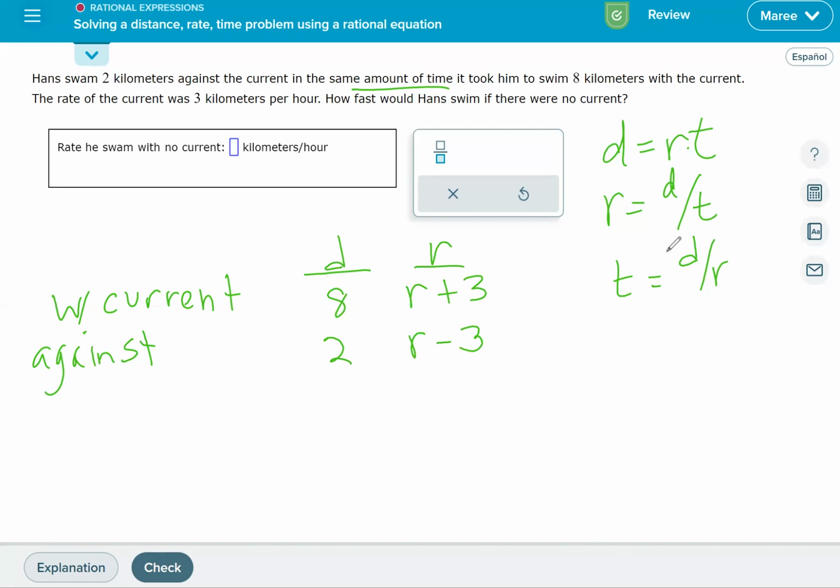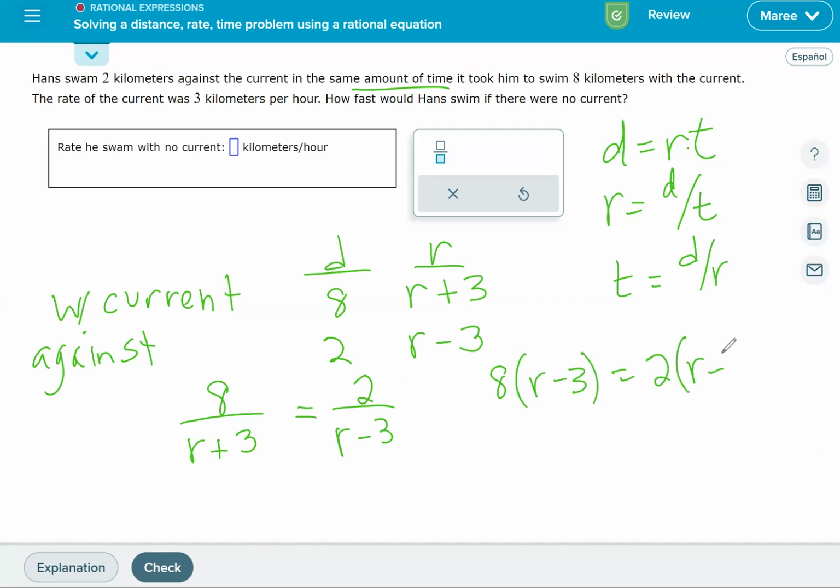So we're going to take distance divided by rate for each one of these. Our time with the current is our distance 8 divided by the rate that Hans is swimming with the current, which is r plus 3, and that has to be equal to the distance against the current divided by the rate when it's against the current. We can cross multiply to solve for the rate with no current. So we'll do 8 times the quantity r minus 3 equal to 2 times the quantity r plus 3. Be really careful that you make sure that you are distributing to each factor here.